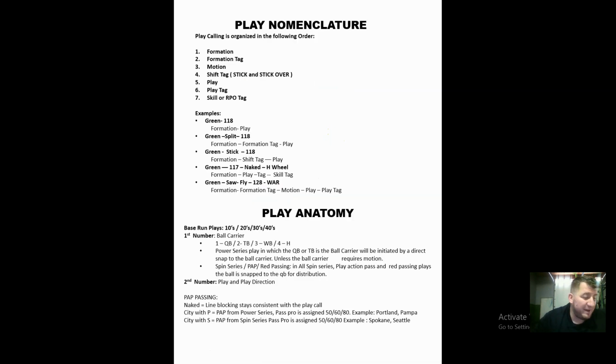All right, our formation tags. So how do we deviate from green and white? If a player will be lining up in any other alignment outside of one of those base formations of green and white, a formation tag is listed. Let me give you a couple of examples of this without going into them all right now.